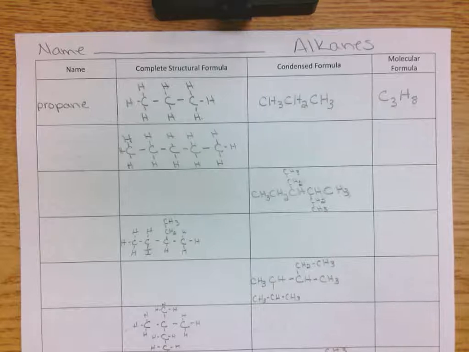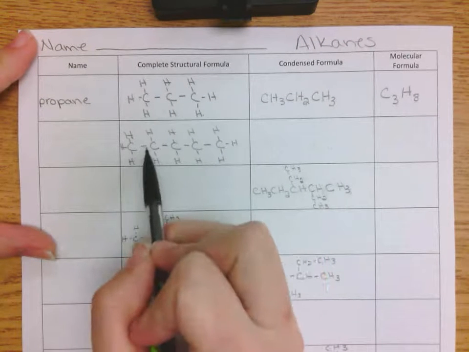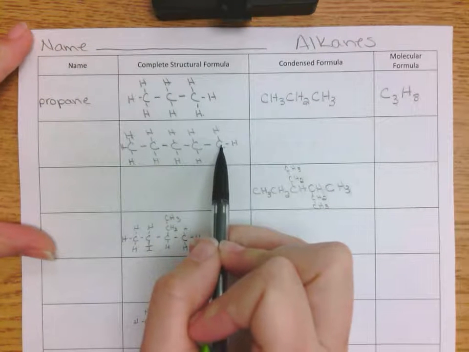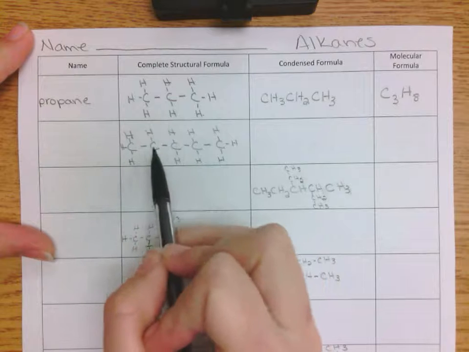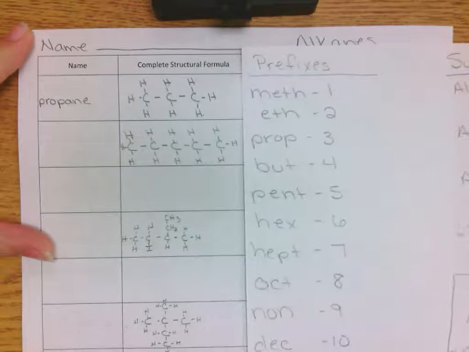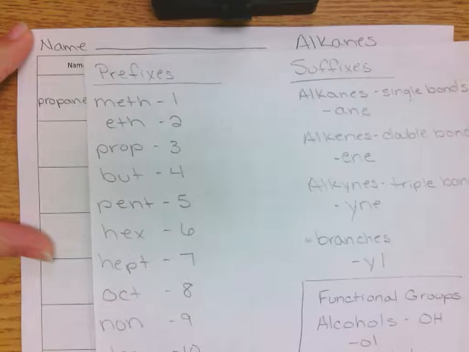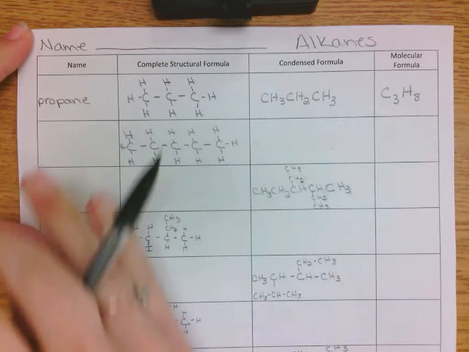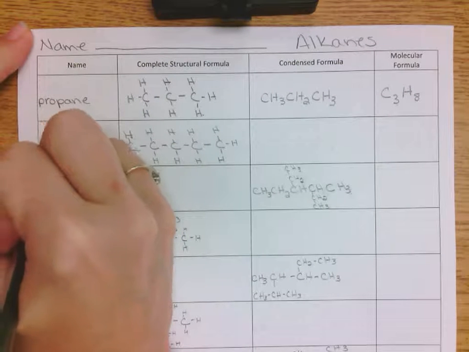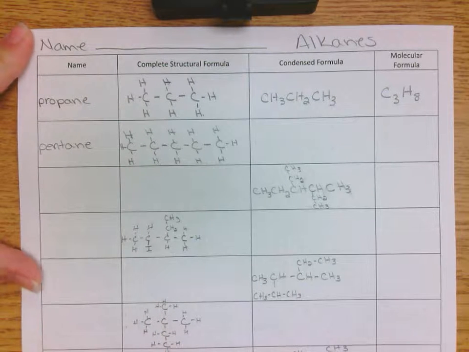On the second row, I've given you the complete structural formula, and from that we need to name it. All we have is 1 straight chain of carbon. There are no branches, so this will be really easy. 1, 2, 3, 4, 5. So we look back on our sheet. The prefix for 5 is pent. These are all single bonds, so it ends in ane. So the name for this is pentane. It's all one word, no capital letters, it's not a proper noun.